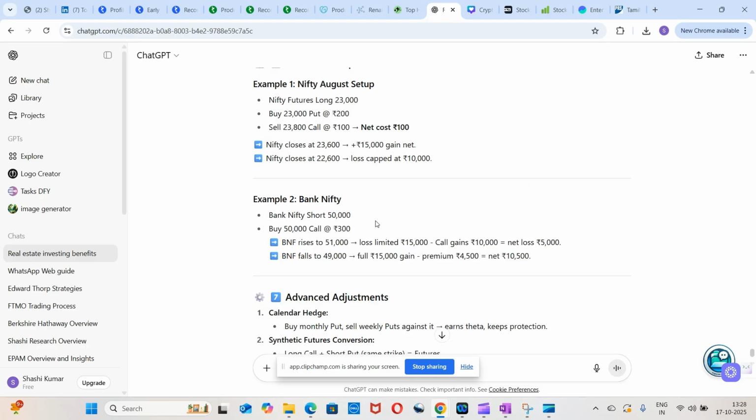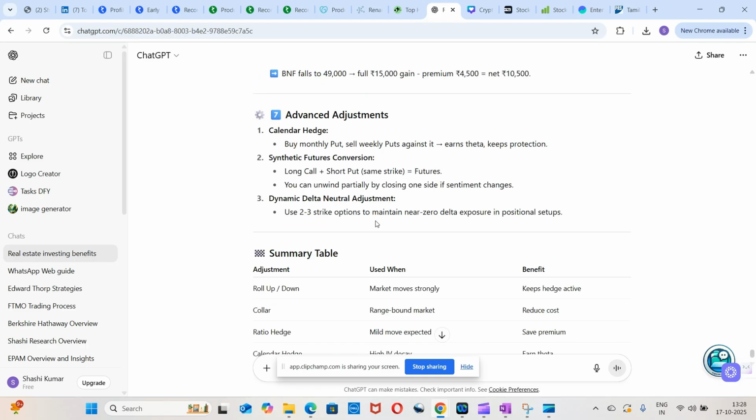I think we went through the examples. There are advanced adjustments also. Like a calendar hedge, we can buy a monthly put and sell weekly puts against it. It will help you earn theta and keep protection. Synthetic futures conversions you can do. Long call plus short put is futures. You can unwind partially by closing one side if sentiment changes. A dynamic delta neutral adjustment you could also do, using 2 to 3 strike options to maintain near zero delta exposure in positional setups.